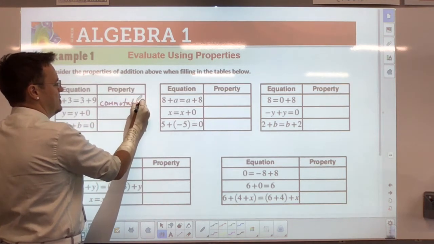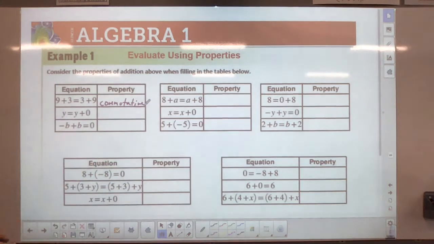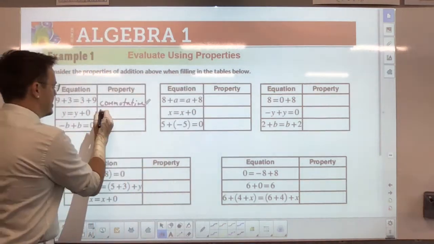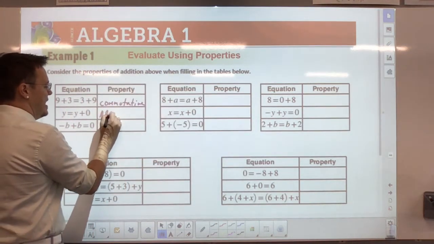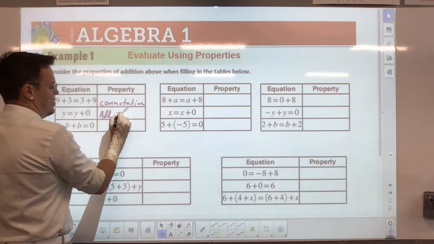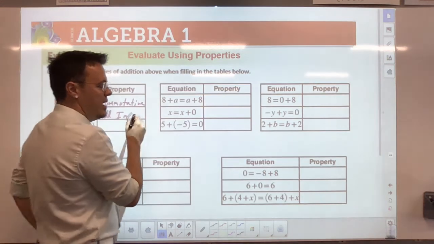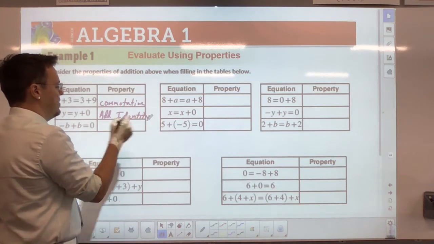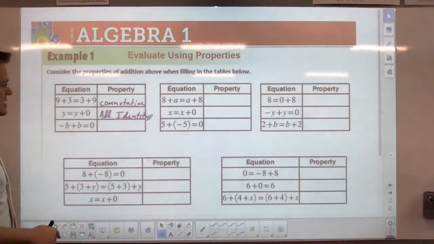Commutative. All right, that's the commutative property. Now this one, y equals y plus 0. What does that represent? Okay, now I'm going to make it short since it's harder, but this is add. This would be the identity property. No matter what you add, if you add 0 to it, it's going to be the same thing.